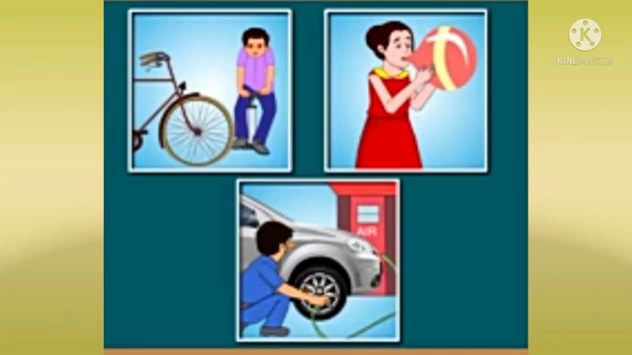Students, look at this picture and say what the people in the pictures are doing. So students, what can we see in the first picture? We can see the man is pumping the tire of the cycle. Right students? In the second picture, what can we see? Yes, the girl is blowing the balloon. And in the third picture, what can we see students? Yes, the man is filling air in the car tire.